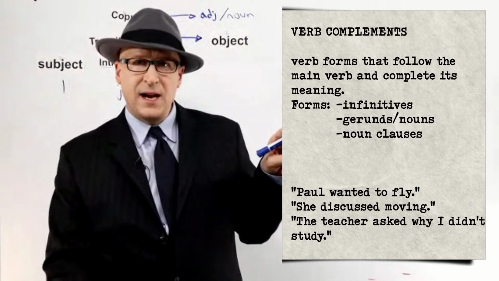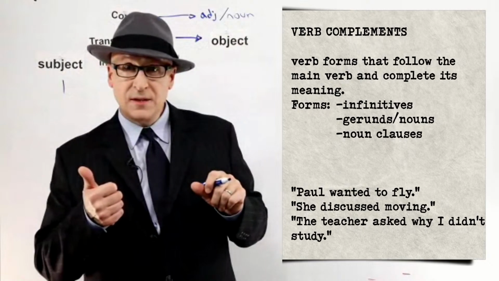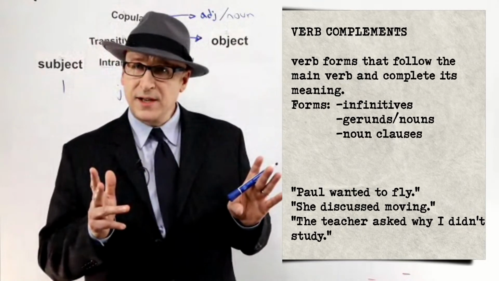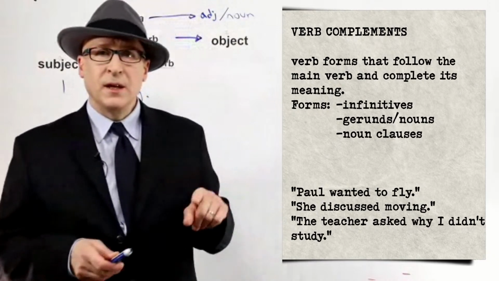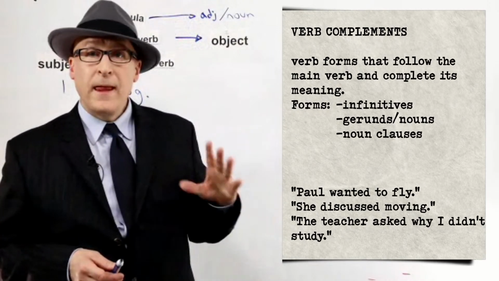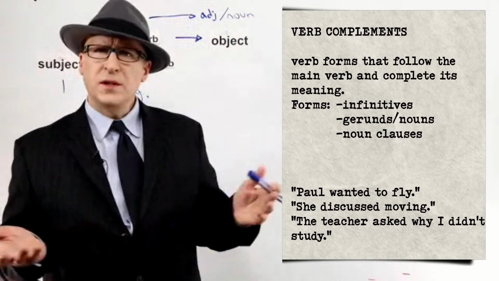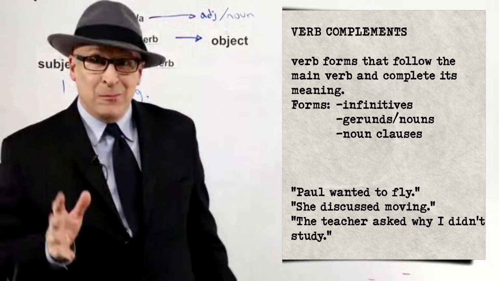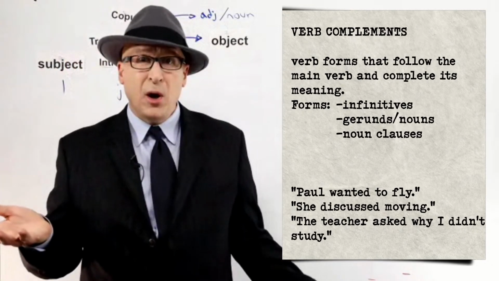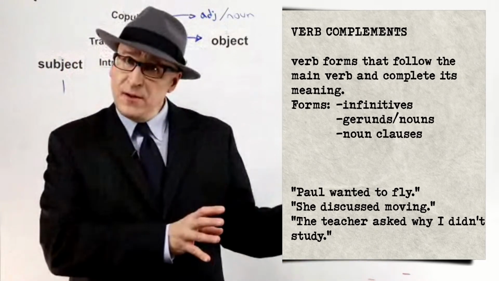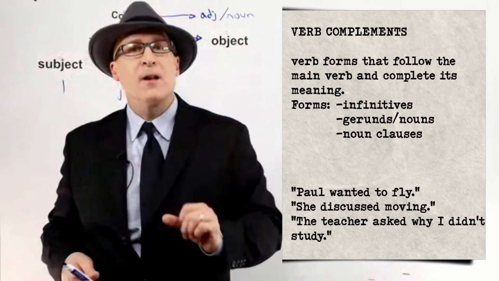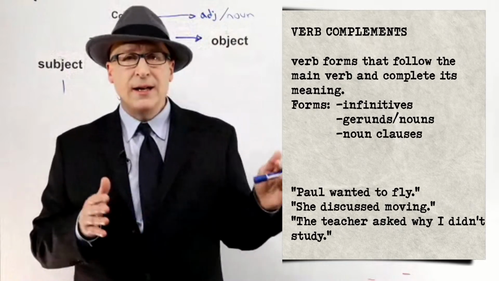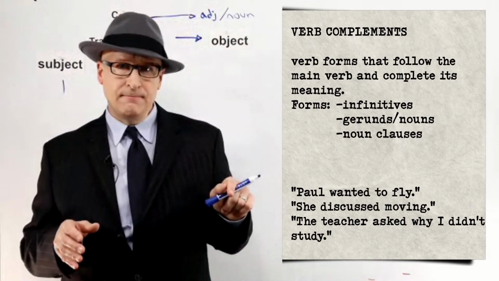And look at the three forms we have possible: infinitives, gerunds or nouns, or noun clauses. This is interesting. So these can come after the verb. Look at the examples here. Paul wanted. Well, what did Paul want? Can I just say, Paul wanted? Paul wanted what? We need information after that verb. Paul wanted to fly.